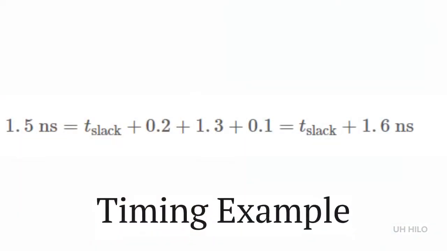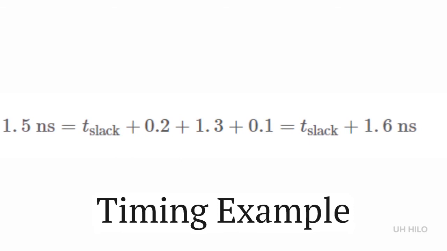Suppose that all flip-flops used are the same and have a propagation delay of 0.2 nanoseconds and a setup time of 0.1 nanoseconds. Then the longest path beginning and ending with a flip-flop will be the path with the largest combinational delay. Suppose that's 1.3 nanoseconds. If the minimum allowable clock period, TP, has been set to 1.5 nanoseconds, then we have the following equation. When we solve this equation, we end up with the slack equal to minus 0.1 nanoseconds.